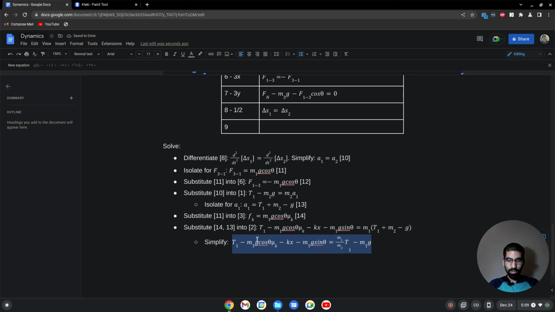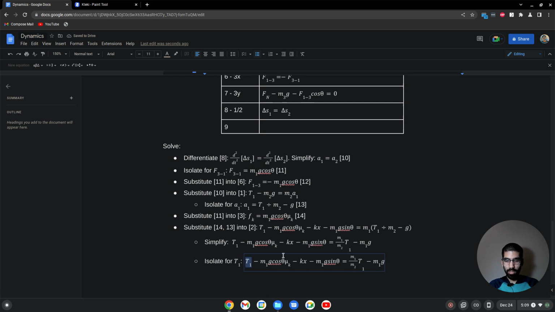Now I can see, okay, what don't I know in this equation? I don't know t1, and everything else I do know. So let's isolate for t1. I'm going to get t1 by itself on one side of the equation. To do that, I'm going to subtract t1 on both sides of the equation, first of all. If I subtract on the left hand side, then t1 minus t1 cancels out. If I subtract on the right hand side, I just get minus t1 here.